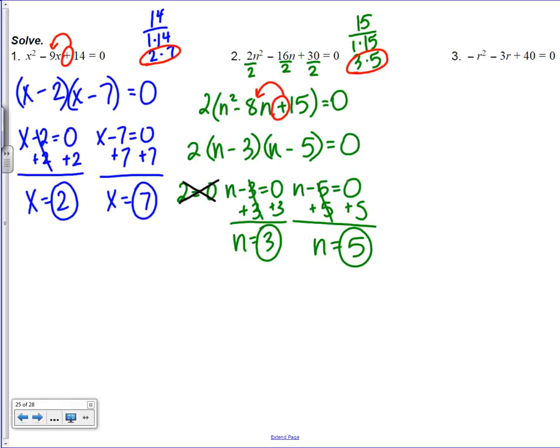Okay, moving on to number 3. Very similar again, because I do have 2 different variables. I have r squared and r. So I can't just isolate. I need to factor. That is a trinomial.